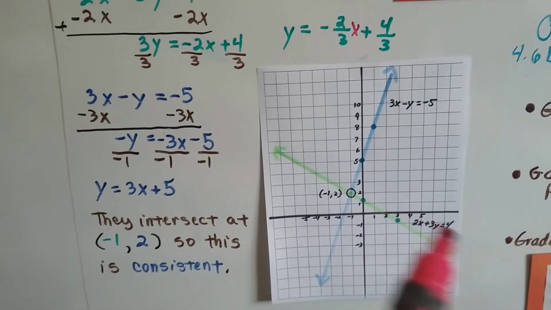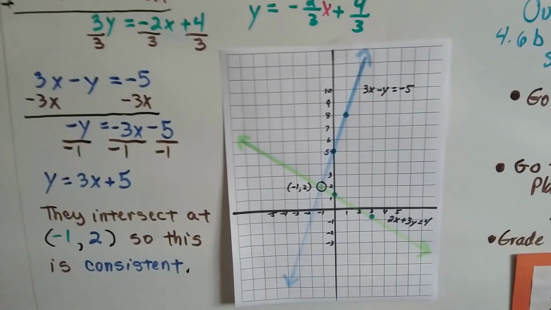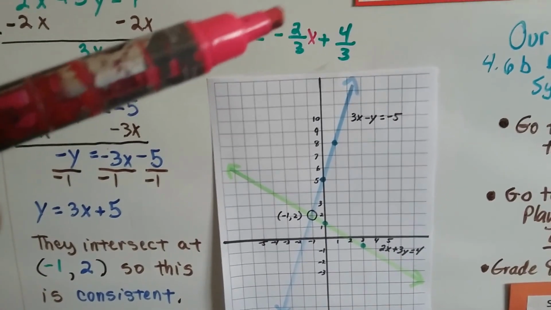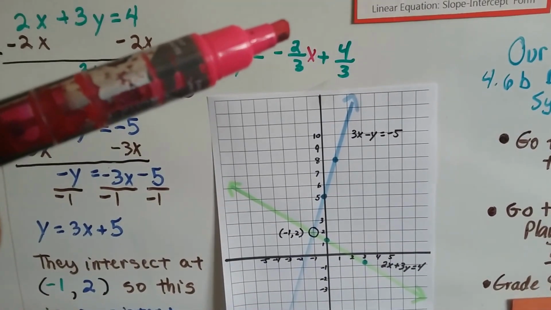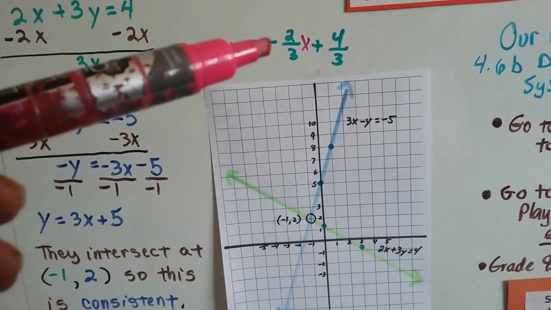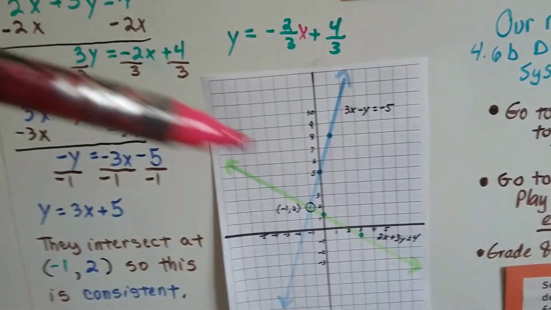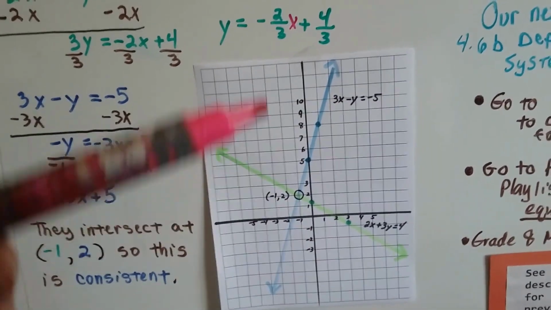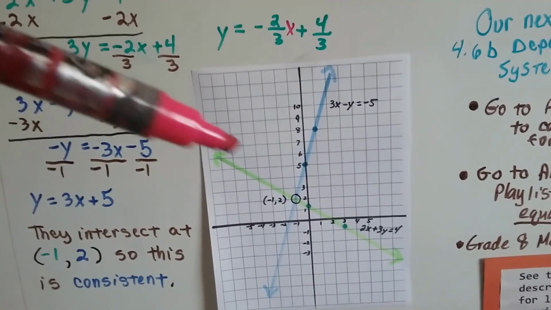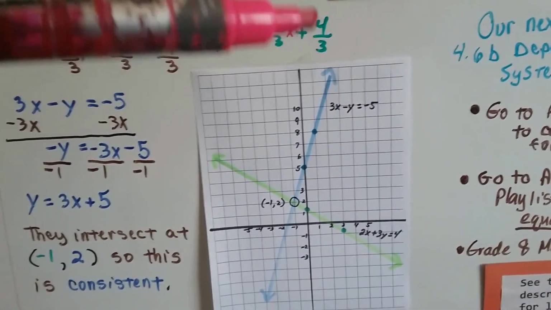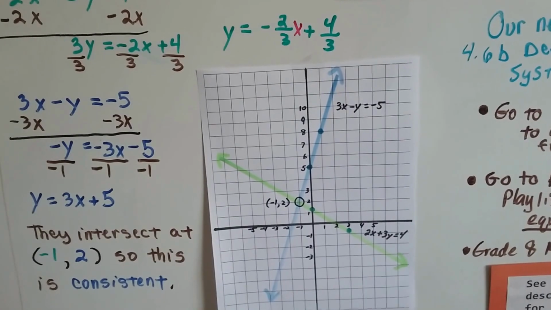When we graph them, we see they intersect. The green one's got a negative slope of 2 is the rise that's going down, and the run is 3. Remember, when it's a negative, the line falls to the right, and when the slope is positive, it rises to the right. So we know this line is going to fall to the right, and it's going to hit the y-axis at 4/3, which would be like 1 1/3.